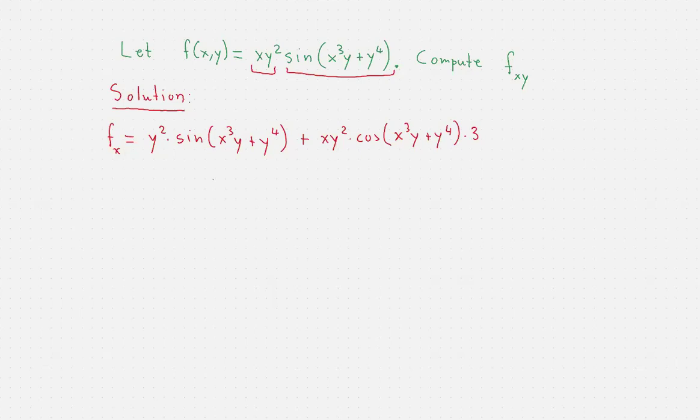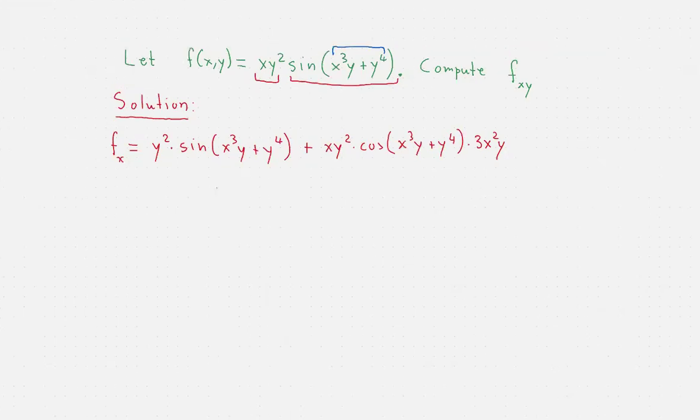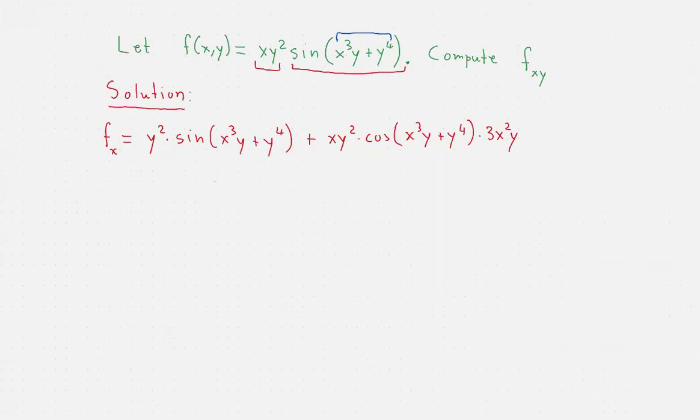So the quantity we're talking about is this x cubed y plus y to the fourth. And since we're differentiating with respect to x, y counts as a constant, and the derivative of y to the fourth is simply 0. So all we need to do is take the derivative of x cubed times y, which is 3x squared times the constant y. And that's the derivative with respect to x. So now we want to pile on this and take the derivative with respect to y.